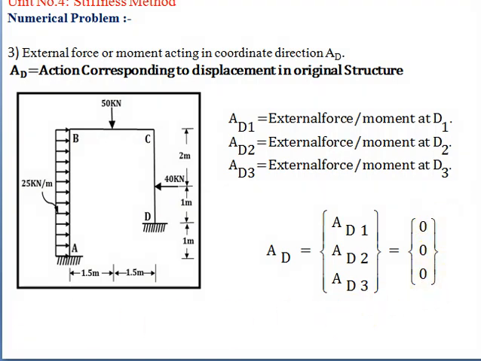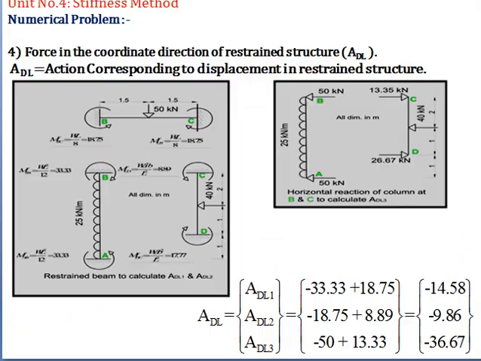Now after calculating the AD matrix, the next step is to calculate ADL. ADL is nothing but action corresponding to displacement in the restraint structure. Now here what we have to do is restrain all the joints, that means joint B and joint C. Restraint means we are fixing those joints. We know that when we are analyzing the frame, we are standing inside the frame. Now here this fixed moment will be due to the given load.